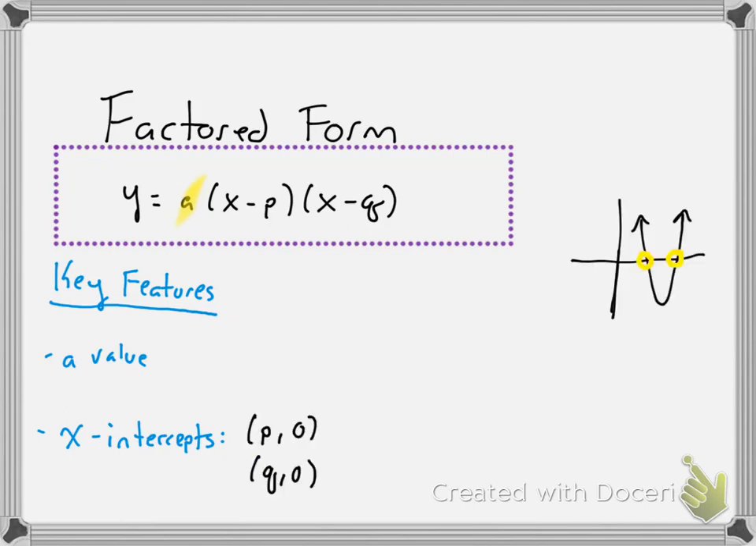Those points are going to be at the values p, 0 and q, 0, and if you graphed it, you'd see what you highlighted in yellow, where that parabola is crossing the x-axis. You might have 2 zeros, in some cases you might have 1, and in some cases you might not cross the x-axis at all.